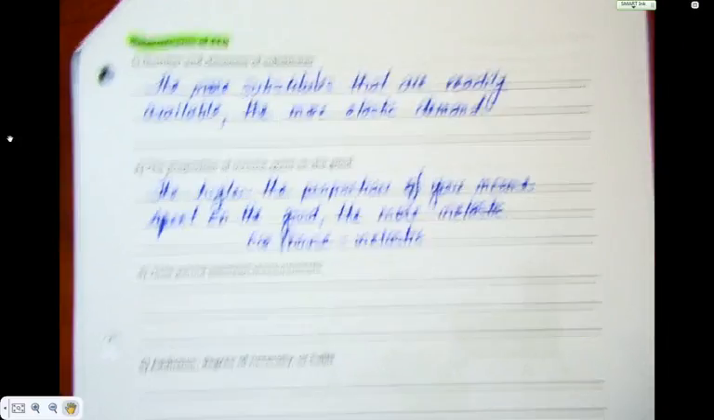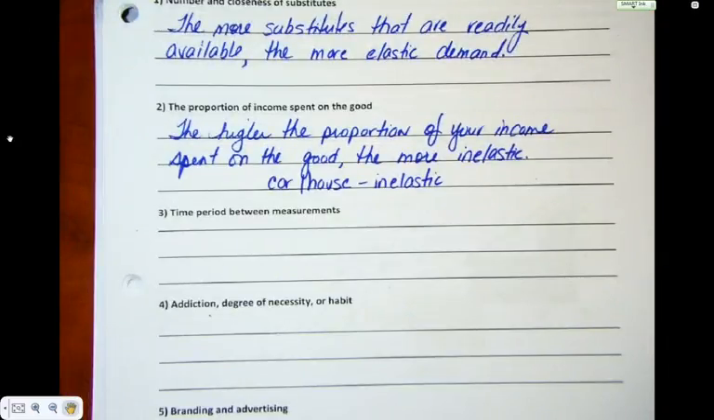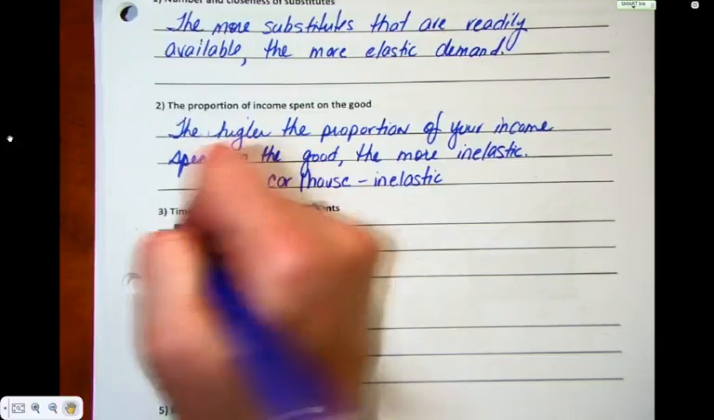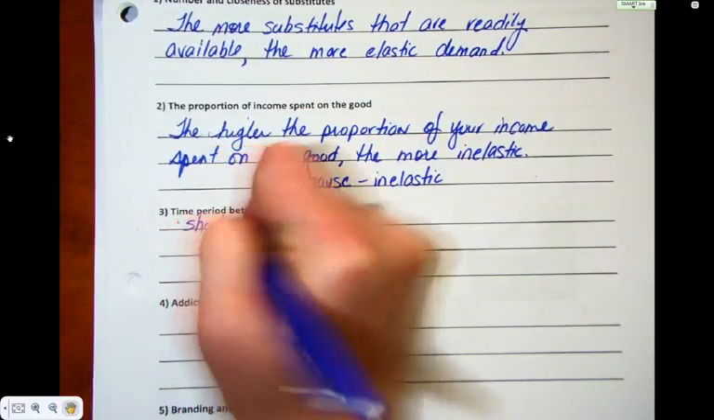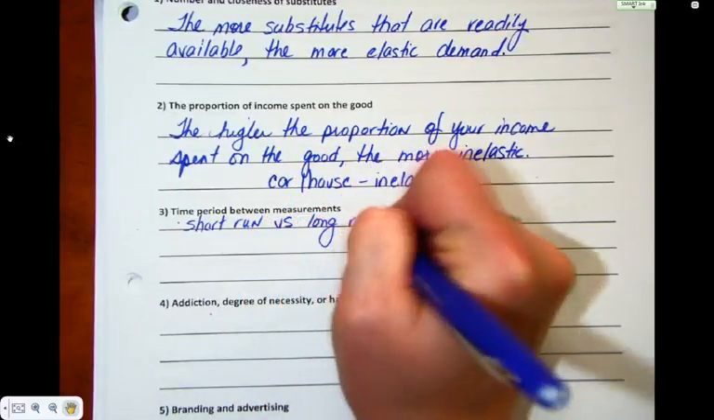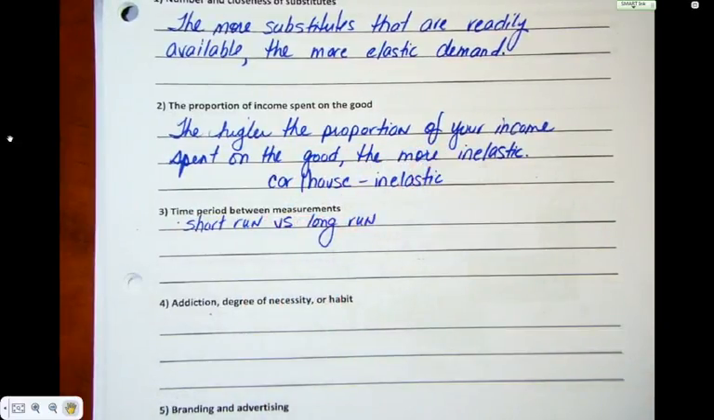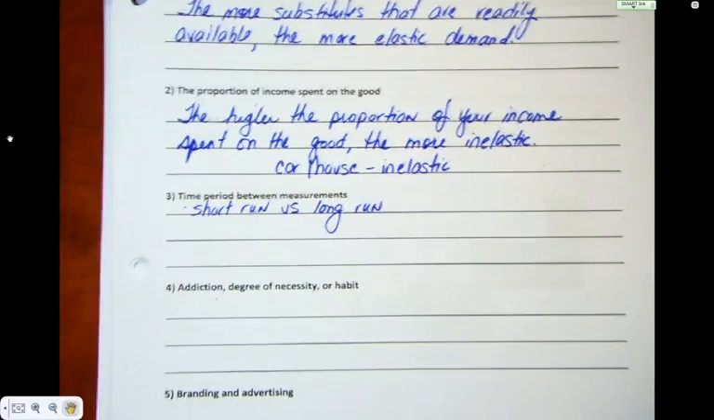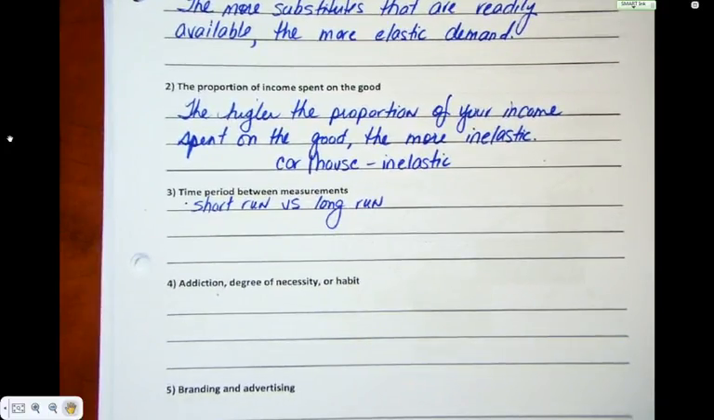Okay, third determinant, so third thing that determines PED is time period between measurements. This is what we talked about yesterday with short run versus long run. And we looked at gasoline and how it had two different PEDs. It had the short run, long run. What was the difference between them? So if we look at the table yesterday, which one was more inelastic and which one was more elastic? Short run was 1.2 and long run was 1.7.